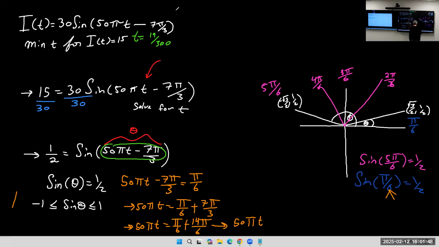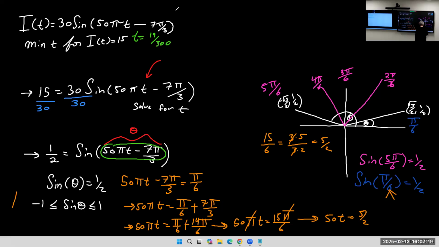Now we've got 15pi/6. So we can divide both sides by pi. Pi goes away. We have 15/6. Well, that's the same thing as 3 times 5 over 3 times 2. That's 5/2. So now we have 50t equals 5/2.